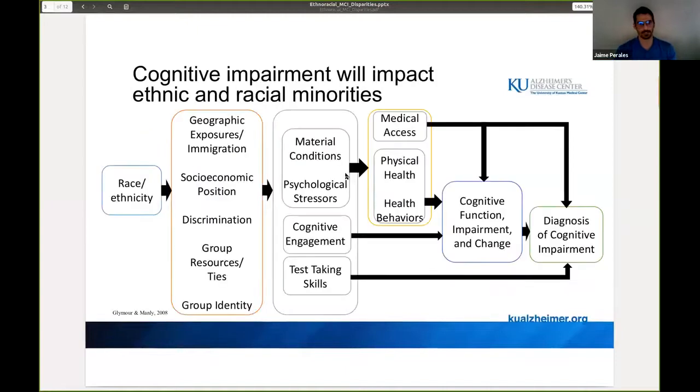So let's start with the introduction. Cognitive impairment is impacting ethnic and racial minorities and will impact them even more in the future. By 2050, 40% of people 65 years old and over will identify as a racial or ethnic minority in the United States. This figure here shows how racism at many different levels can lead to cognitive impairment. Mediators range from the more distal ones, such as neighborhood deprivation, economic status, discrimination, to more proximal ones such as cardiovascular risk factors.